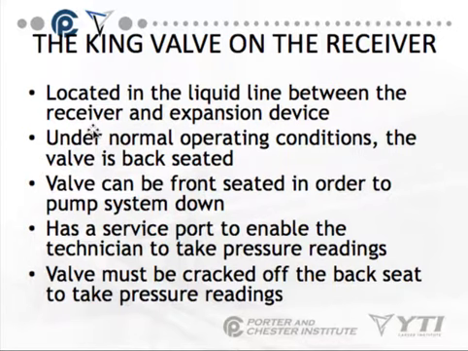The King valve on the receiver is located in the liquid line between the receiver and the expansion device. Under normal conditions, this three-way valve is back-seated. The valve can be front-seated in order to pump the system down. It has a service port that enables the technician to take pressures when the system is running. The valve must be cracked off the back seat to take pressure readings. In other words, we have three positions. We have back-seated, which is normal operation. We have mid-seated, which allows the service port to be open. And we have front-seated, which allows the system to be pumped down.